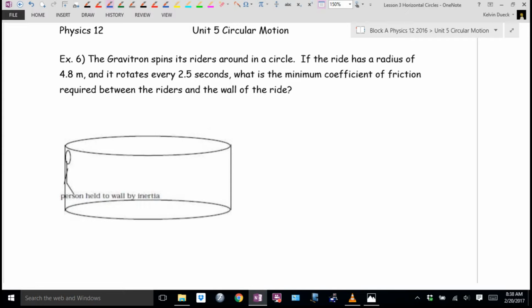Any suggestions on how I might want to start? You know what this is a job for? Free body diagram. I'm going to look at this person here, and I'm going to label the forces acting on him or her. What are the forces acting on this person? Get the obvious one.